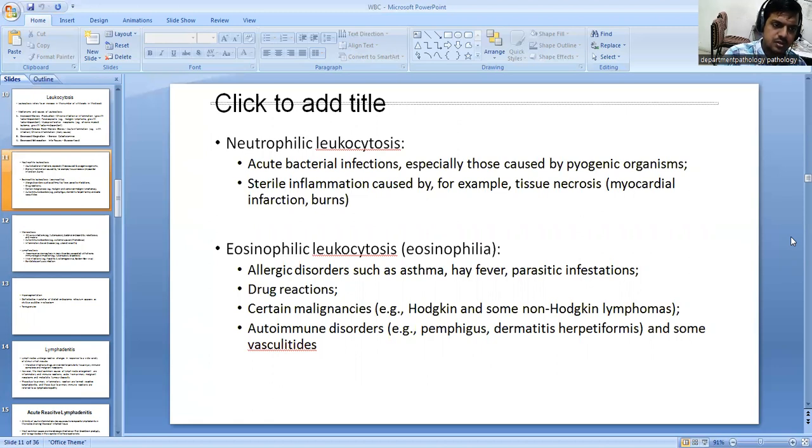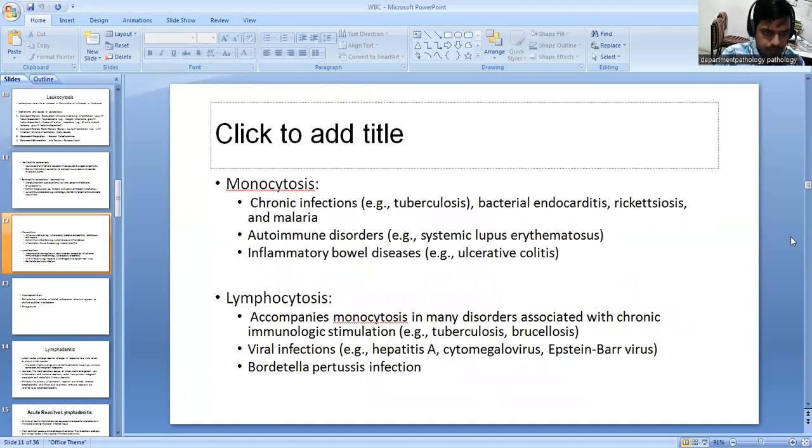Eosinophilic leukocytosis. Causes of eosinophilia are allergic disorders such as asthma, hay fever, parasitic infections, drug reactions, certain malignancies like Hodgkin and non-Hodgkin lymphomas, autoimmune disorders like pemphigus and dermatitis herpetiformis, and some vasculitides. Monocytosis causes are chronic infections, for example tuberculosis, bacterial endocarditis, malaria, autoimmune disorders such as SLE, and inflammatory bowel disease like ulcerative colitis.